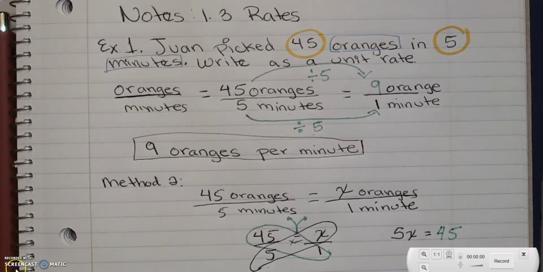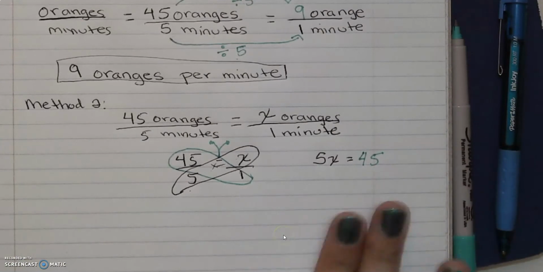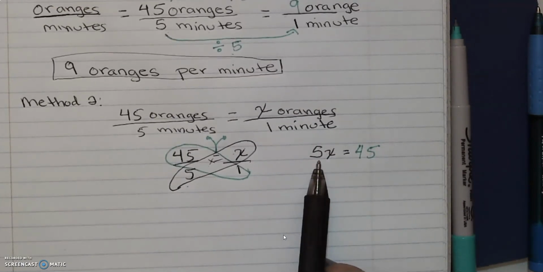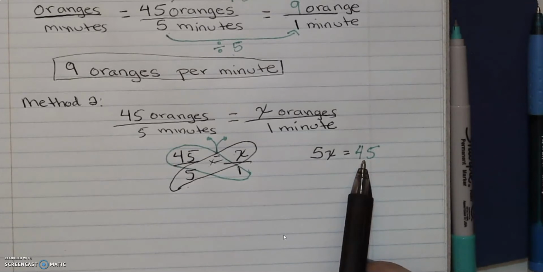And let me go ahead and take this. All right, so I had to move this away. Okay, so if this looks familiar, we are now talking about the one-step equation. So 5 times something equals 45.